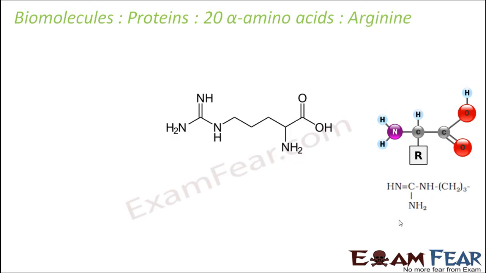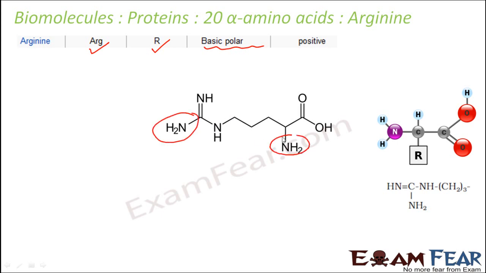Let us look at the next amino acid, that is arginine. For this, the 3-letter short form is ARG and the 1-letter form is R. It is basic polar positive. So it is basic in nature, that is, it has more amine groups. Here if you see, the amine groups are more and the carboxylic group is less, so it is basic in nature.